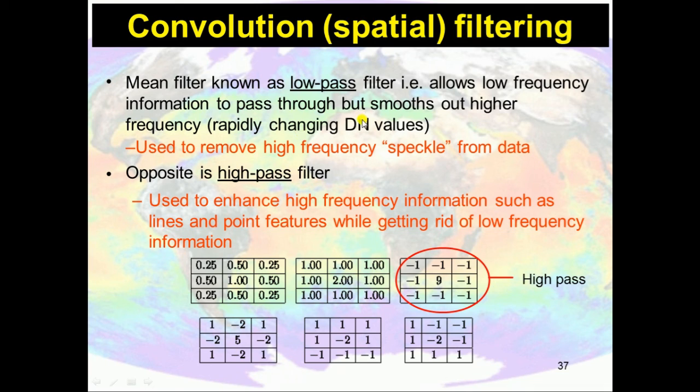Now, for rapidly changing numeric values, the opposite is the high pass filter. It enhances high frequency information such as lines and edge features while getting rid of low frequency information. So we do not apply this type of spatial filtering for smoothing. That is the high pass filter.